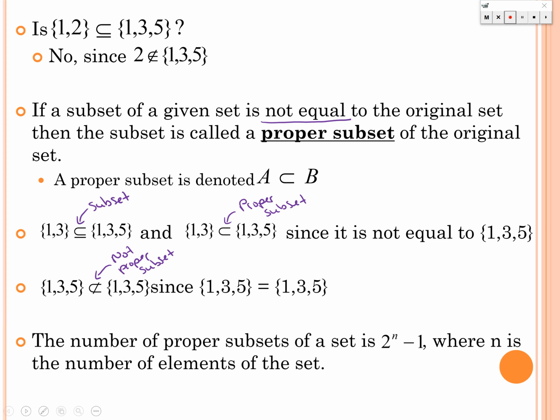Now, if you wanted the number of proper subsets, take a look at what we did on our table. To get the number of subsets, we did 2 to the n. Then the only one that's not considered proper is the set itself. So we take our 2 to the n, which finds us all the number of subsets that we have, and then we take away 1 for the set itself. You subtract 1 because the original set is not proper. Okay?